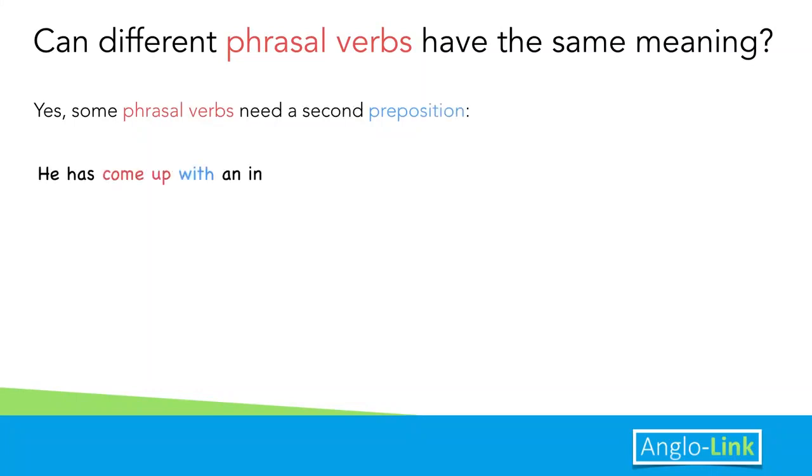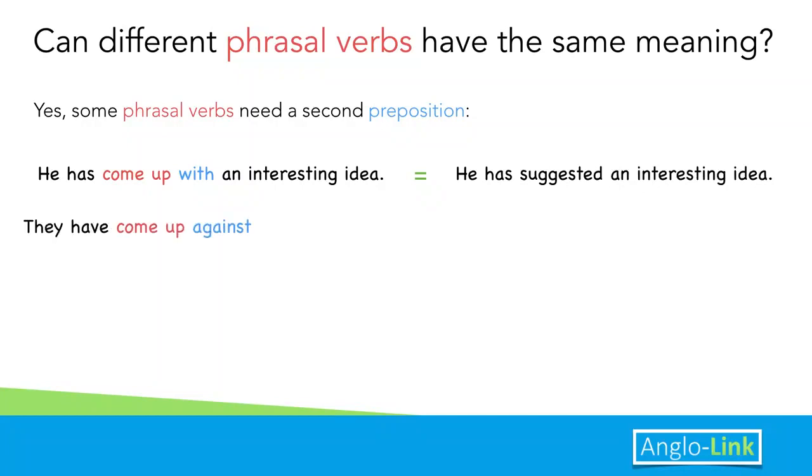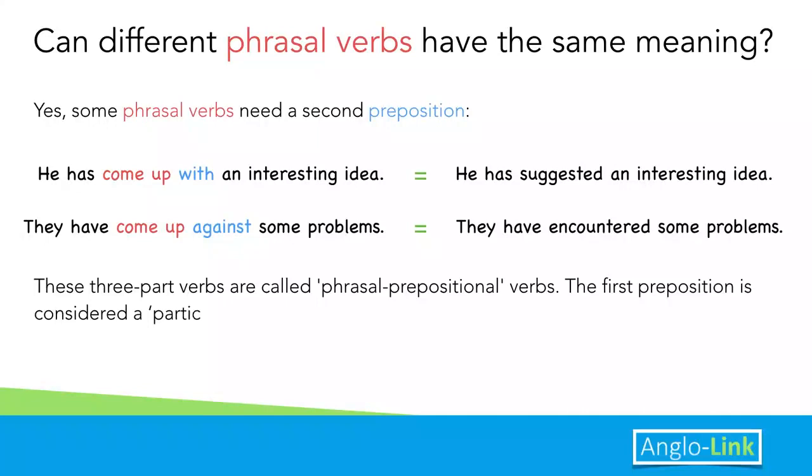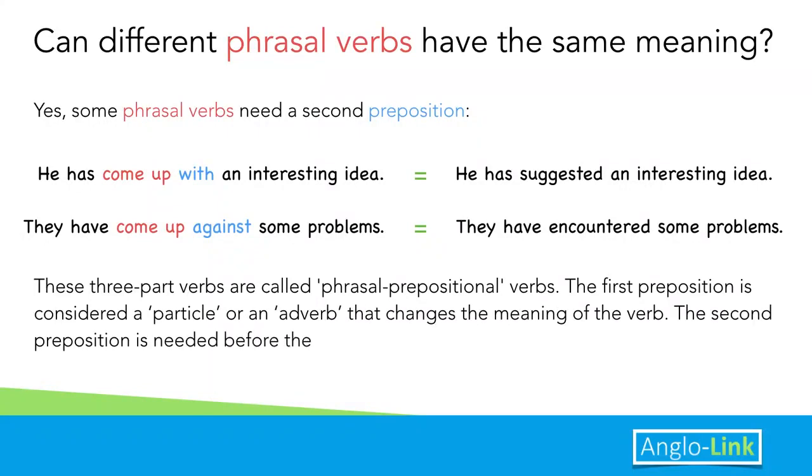For example, he has come up with an interesting idea, which means he has suggested an interesting idea. They have come up against some problems, which means they have encountered some problems. These three-part verbs are called phrasal prepositional verbs. The first preposition is considered a particle or an adverb that changes the meaning of the verb, and the second preposition is needed before the object.